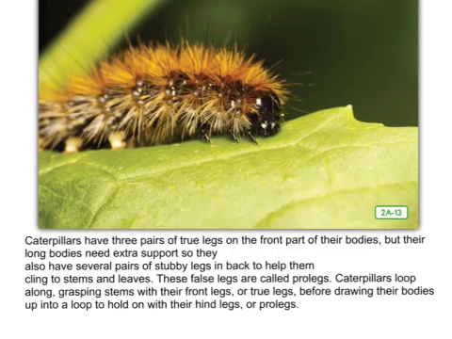Caterpillars have 3 pairs of true legs on the front part of their bodies, but their long bodies need extra support, so they also have several pairs of stubby legs in the back to help them cling to stems and leaves. These false legs are called prolegs. Caterpillars loop along grasping stems with their front legs or true legs before drawing their bodies up into a loop to hold on with their hind legs or prolegs.